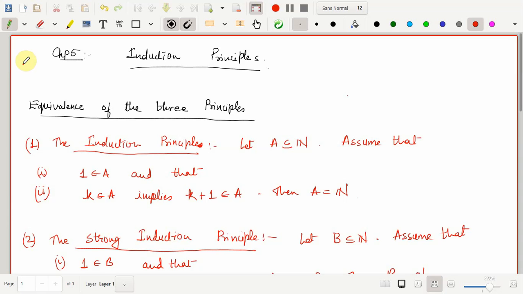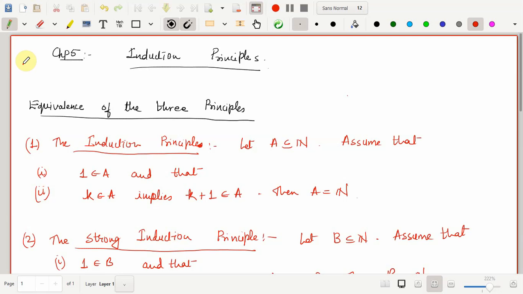Now basically, we use this induction principle whenever we want to prove a statement related to the set of natural numbers. We call it P of n. So all these results we use for natural numbers, and we put it in this form. That is the formulation of the theorem that we use in terms of a set of natural numbers.